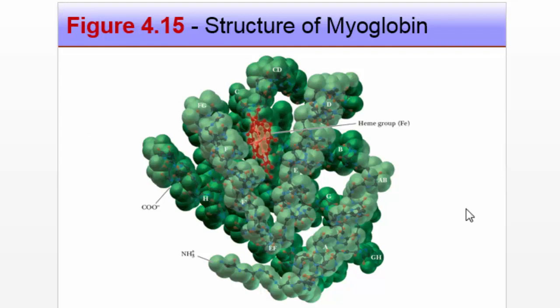This is H. And here A. So we have 8 of them, A through H. The terms NH3 plus and COO minus indicate the N-terminal and C-terminal ends respectively. So here you can see this is N-terminal and this is C-terminal. And here in red you see the heme group.